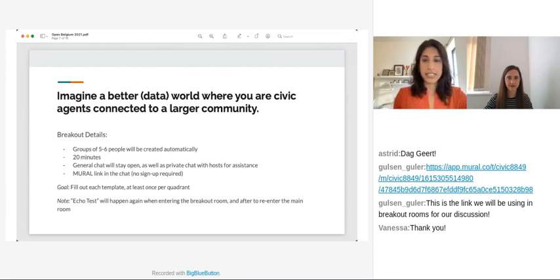And last, Gulshan shared the link to the mural board in the chat. This is a shared brainstorming space, and this is a direct link, so you will not have to sign up for anything. It will open up in your browser, directly sending you to the board where you can edit as a guest.